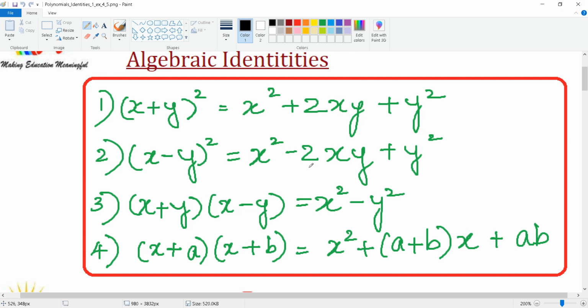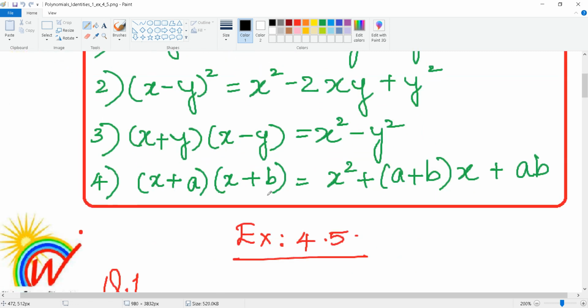Okay, so (x plus y) the whole square is equal to x square plus 2xy plus y square. So I hope you all remember this, right? (x minus y) the whole square is x square minus 2xy plus y square. (x plus y)(x minus y) can be written as x square minus y square. And if you have (x plus a) and (x plus b), that is, two different terms, here you have got a, here you have got b, two different numbers, then you can use this formula: x square plus (a plus b)x plus a into b.